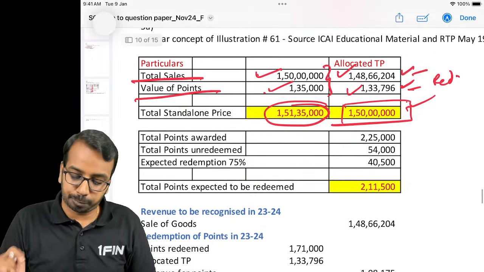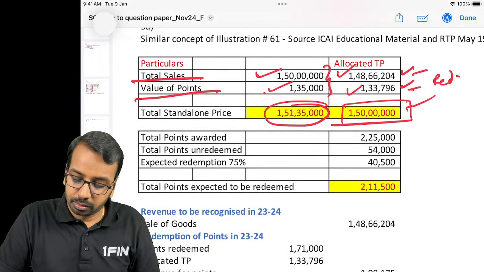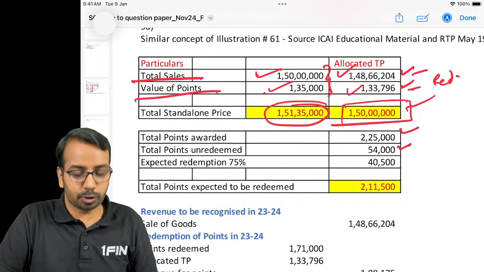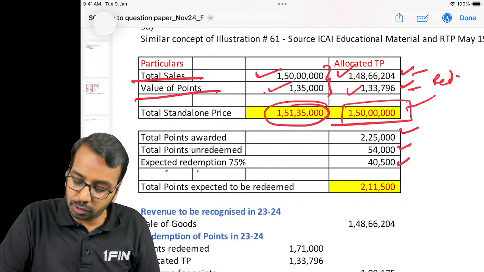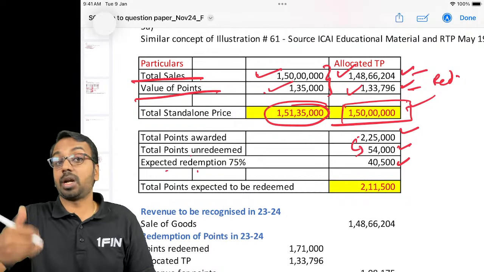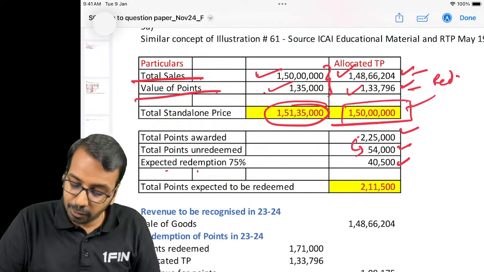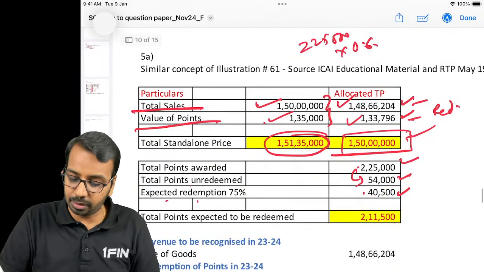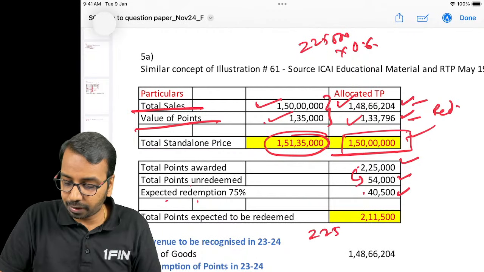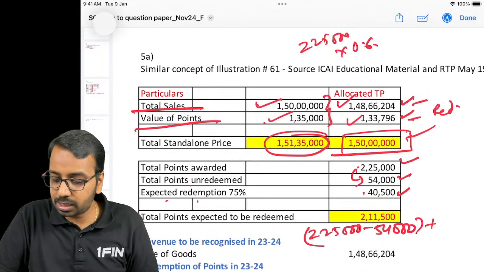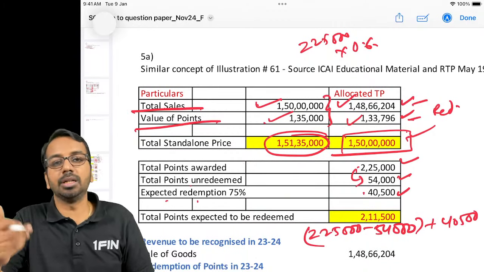Okay. Now, total points 225, total points unredeemed 54,000. Expected redemption is 75%. So 225 minus 54 is what has been redeemed in the current period, and 4,500 will be redeemed in the next period. So the number that will be redeemed is 225 minus 54, which has been redeemed already in the current period, plus 4,500 will be redeemed in the next period.